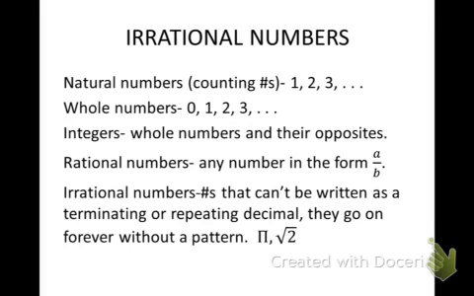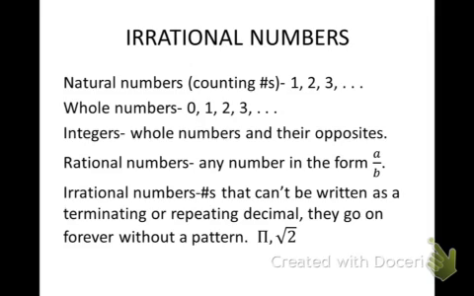Today we're going to talk about the different types of numbers. First, we have natural numbers, sometimes called the counting numbers, and they're basically what they say. Where do you start counting from? 1, 2, 3, etc. If you add a 0 to that, you get whole numbers. So whole numbers are 0, 1, 2, 3, etc.